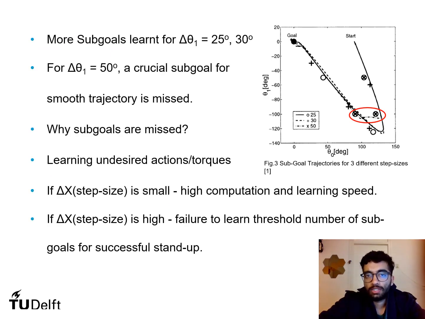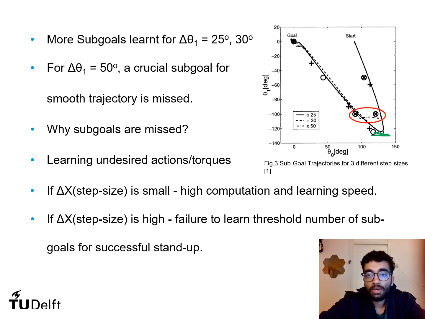From the figure, we can see that for step sizes of 20 degrees and 30 degrees, the number of subgoals learnt is higher than the number of subgoals learnt with a step size of 50 degrees for theta 1. A crucial subgoal at minus 125 degrees for theta 1 is not learned by the lower level, and the standup behavior fails for a step size of theta 1 being 50 degrees. But for the other simulations, with step sizes of 20 degrees and 30 degrees for theta 1, the crucial subgoal is learnt and the trajectory is smooth.